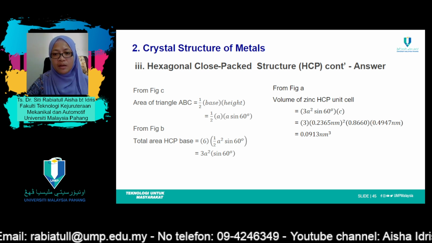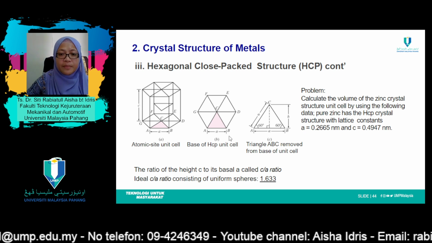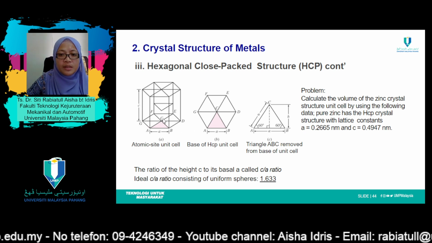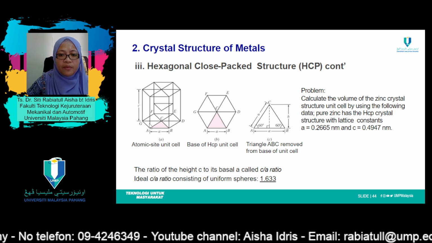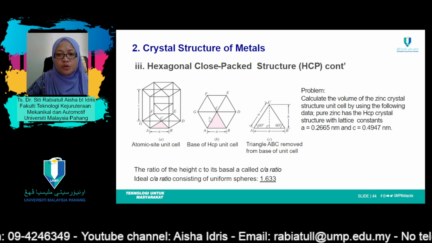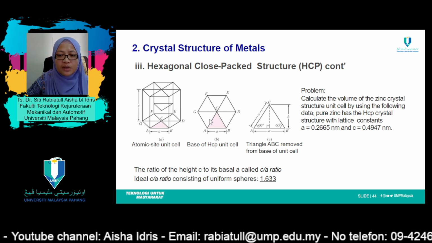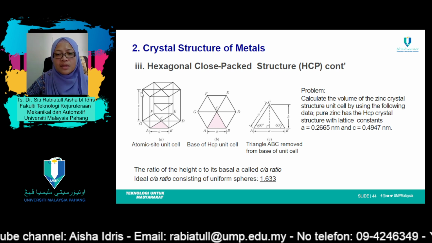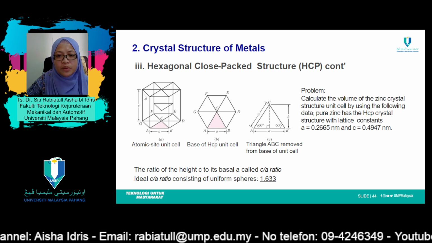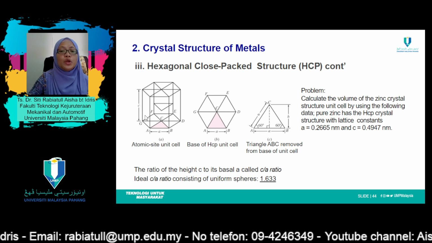So again, you just need to calculate it step by step. I repeat, you just need to calculate the area for this triangle. After that, you need to multiply by 6 because of the 6 sections there. After that, just times the height, or C value here, for the volume.